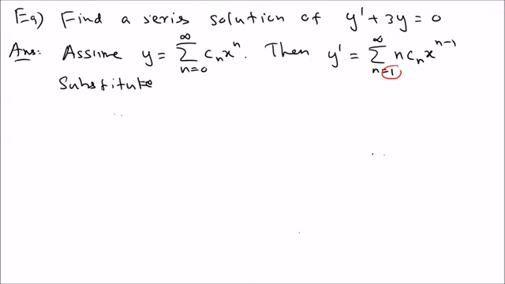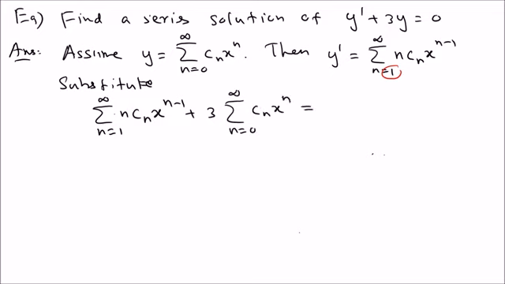Once we substitute, y prime plus 3y equals 0. So that means you're going to get y prime, that is, the sum from n equals 1 to infinity of n c_n x^(n-1), plus 3 times y. Y means the sum from n equals 0 to infinity of c_n x^n, which is equal to 0 on the other side. Okay, so we plug in. That step is over. We take the derivatives and then plug in.